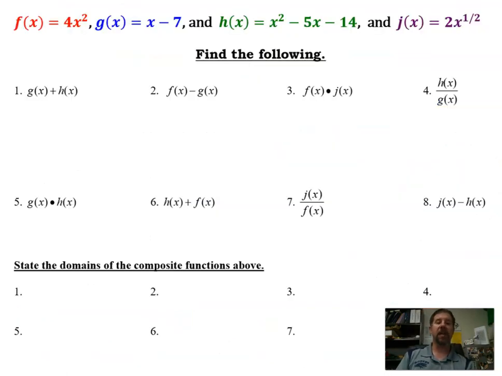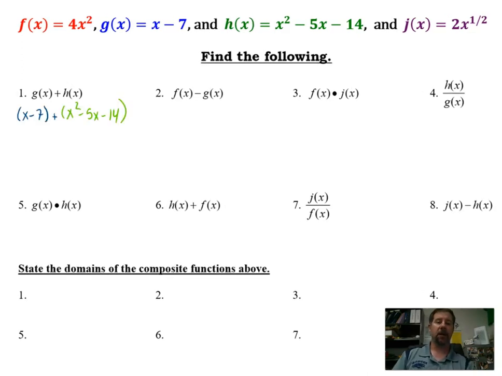All right, so here we're given a bunch of functions. I'm given function f, function g, function h, and function j, and I want to do some function operations. Half the battle, again, is just making sure you pick the right function. On number 1, I want to do g of x plus h of x. So I need to make sure I grab the right functions. G of x is x minus 7, h of x is x squared minus 5x minus 14, and now I can just combine these.